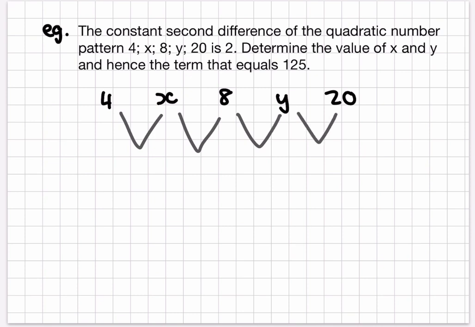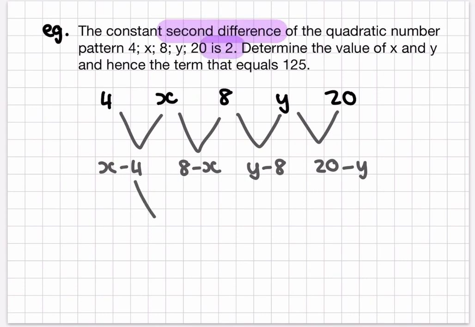So we are going to say this first one is x minus 4. The second one is 8 minus x. This one, y minus 8. And this one, 20 minus y. They tell us that the second constant difference is 2. So which one is the second constant difference? It's this one. So these are all equal to 2.